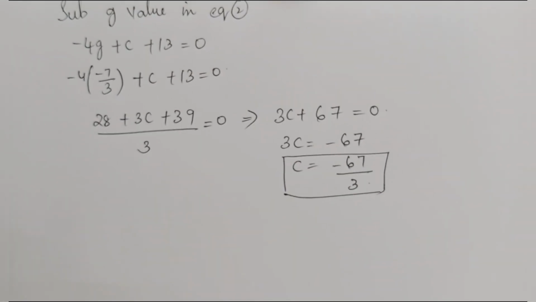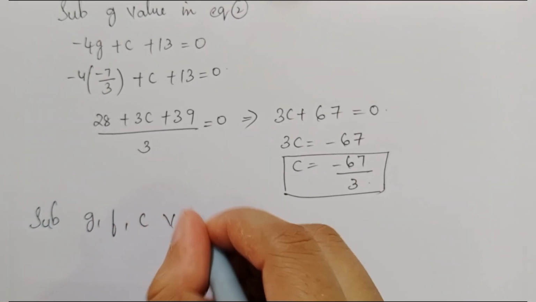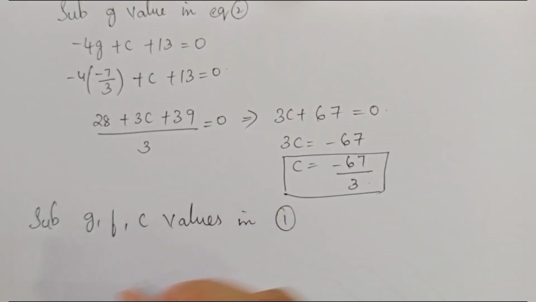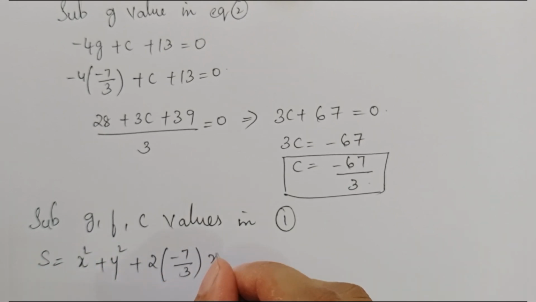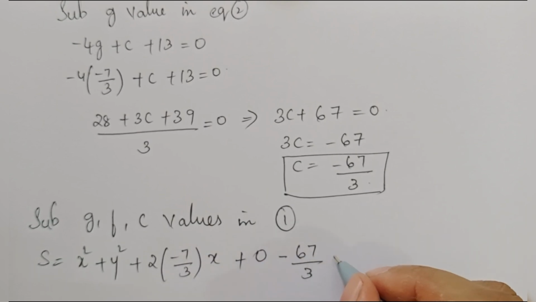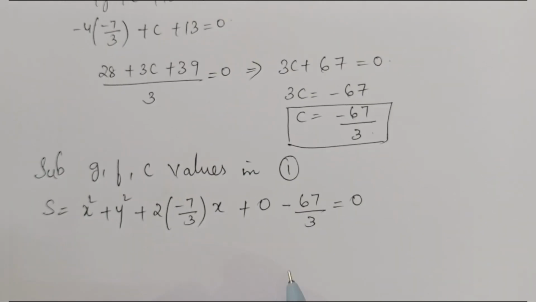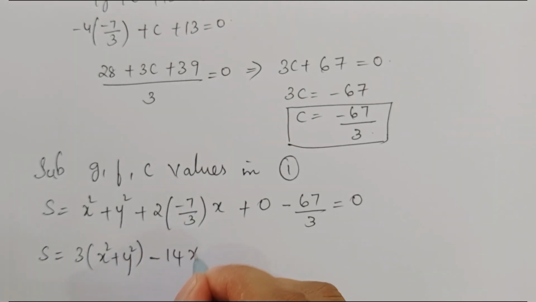Now we should substitute all the values g, f, c in equation 1. We get S = x² + y² + 2 into the value of g, which is -7/3, into x, plus f is 0, and c is -67/3, equals 0. Taking the LCM, which is 3, we get S = 3(x² + y²) - 14x - 67 = 0, which is our answer.